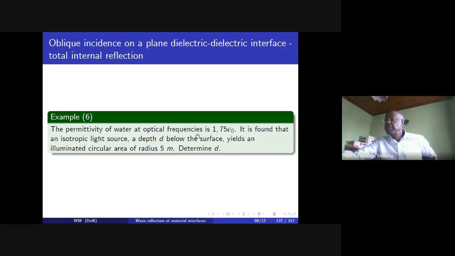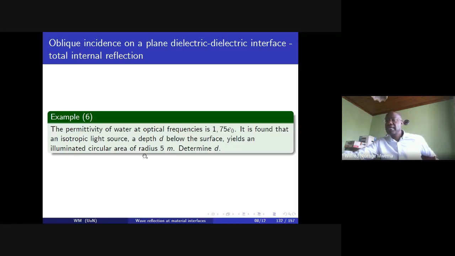So I'll give this example, then we can call it a day until next week. I think now we are almost through with this particular topic. The permittivity of water at optical frequencies is given by 1.75 multiplied by epsilon naught. It is found that an isotropic light source at a depth d below the surface will create an illuminated circular area of a radius of 5 meters. What we are required to do is to determine what d is.